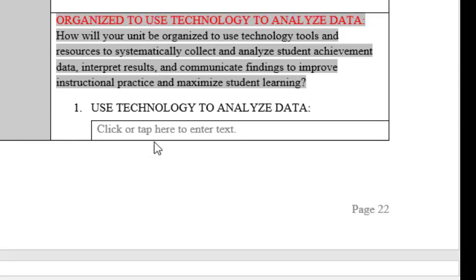And how are you going to use technology to analyze data? How will you use your unit to organize technology tools and resources to collect and analyze achievement data, interpret results, communicate findings, and improve instructional practice and maximize student learning?